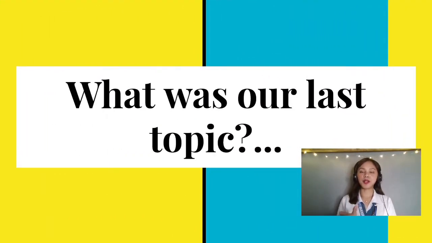Before we go on to our new topic, let us have a review first. What was our last topic? Can anyone remember? Yes, Jamie. Very good. We tackled food deterioration. Can anyone define food deterioration? Yes, Michael. Very good. Food deterioration is the continuous series of degradation of foods, or the spoilage of food. Very good. It seems to me that you all understood our last topic. So let us now proceed.